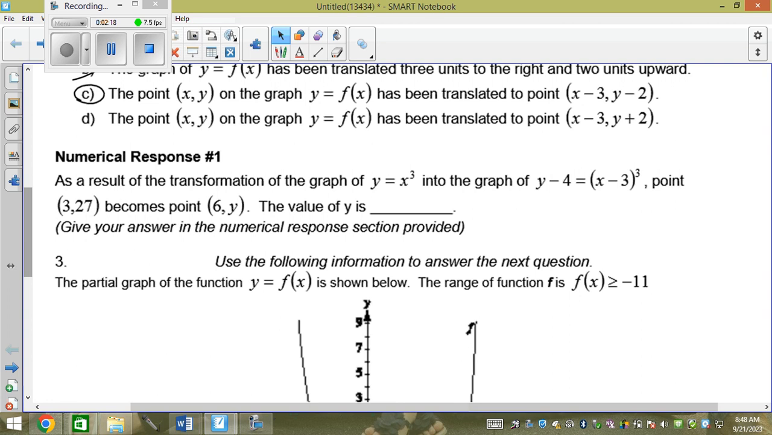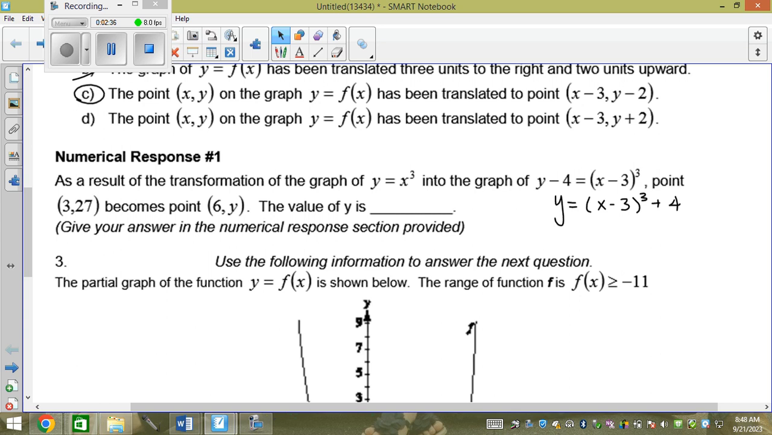Okay, this one, as a result of the graph of y equals x cubed, I'm going from y equals x cubed to y equals x cubed, right? If this x cubed, let's pay attention here. So we're going to move this over. This is not an f of x, right? It's an actual cubed graph, right?